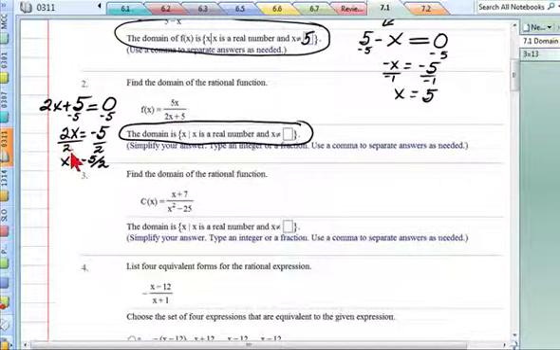And that number must be excluded from the domain. So the domain is all the real numbers, but x cannot equal, what will I put in here? Negative 5 over 2. And please go ahead and leave it as a fraction. Don't type it as a mixed number. Don't type it as a decimal.